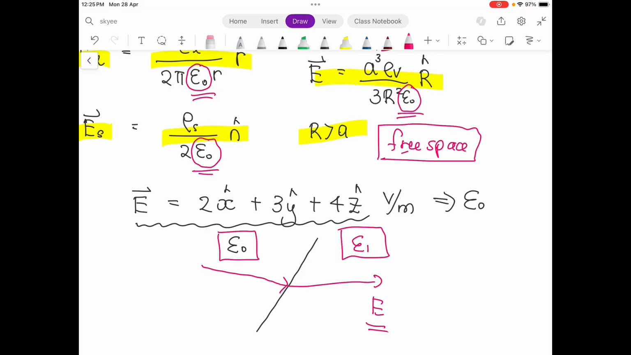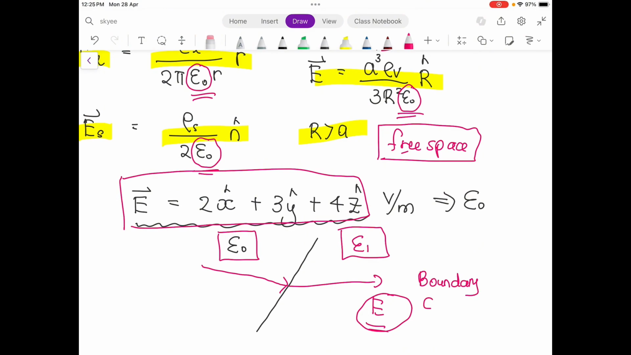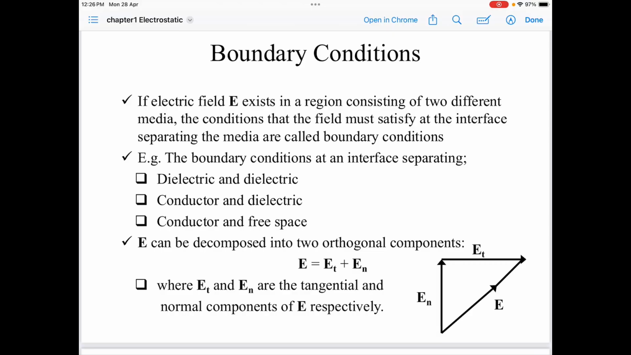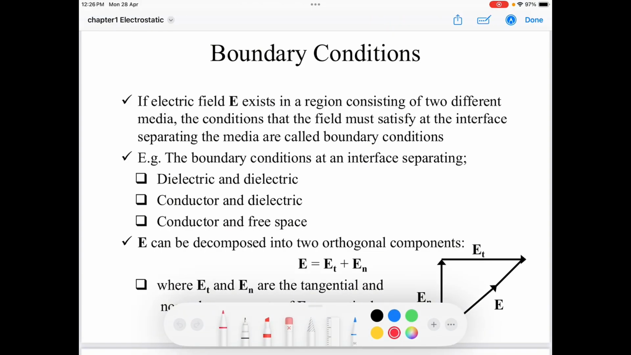If this is the only information that you have, you can calculate this electric field by using the boundary conditions. This is where we apply boundary conditions: to find the electric field in another region, in another medium. So first of all, let's look at the definition of boundary conditions.